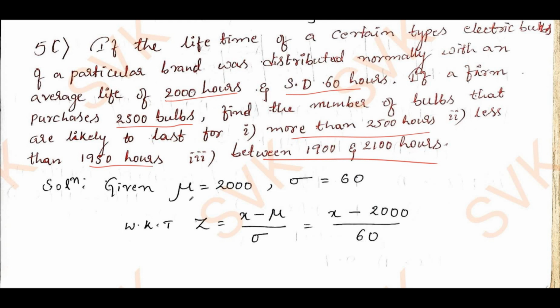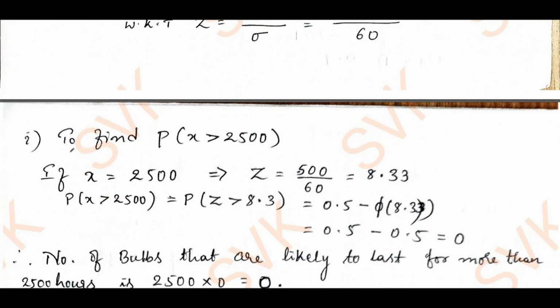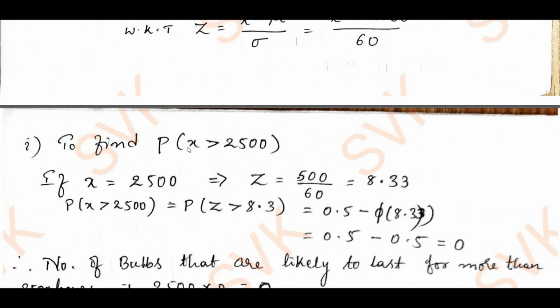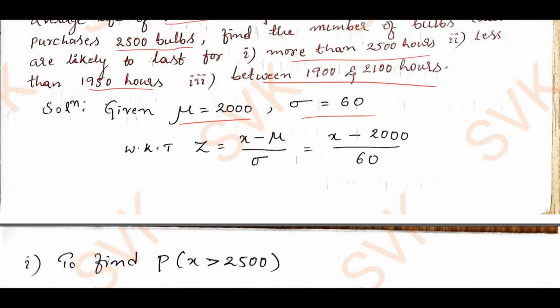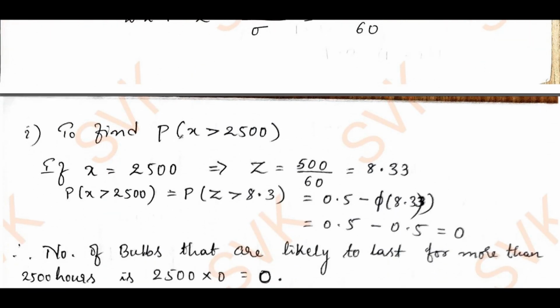So consider the given data. They have given the average, that is mean mu, as 2000, and sigma equal to 60. We can find the z value by using the formula z equal to x minus mu by sigma. First we need to find the probability of x greater than 2500 hours, more than 2500 hours.